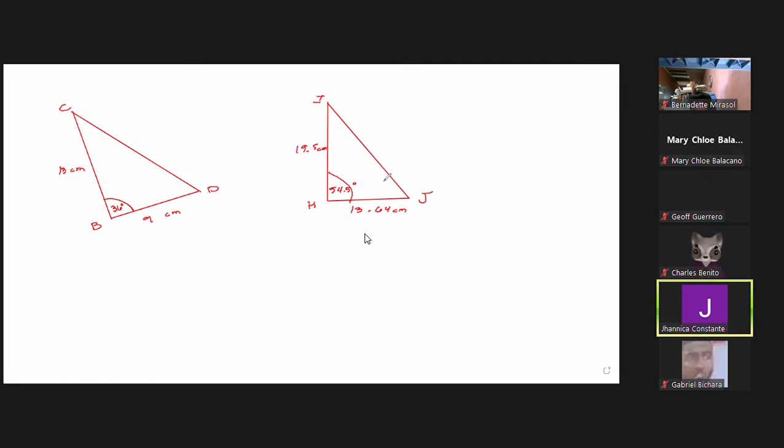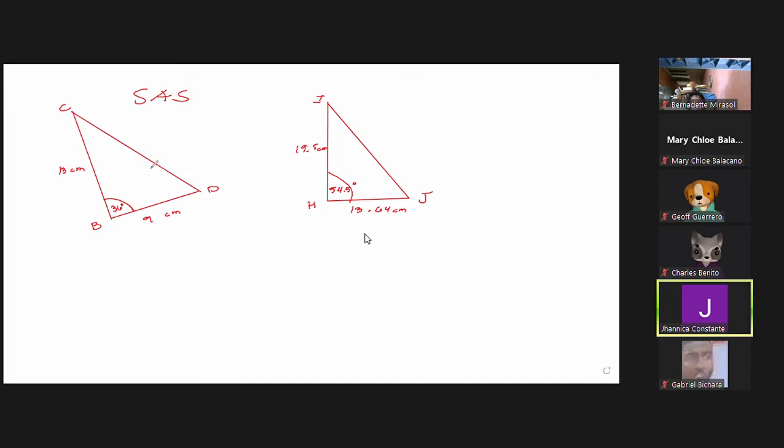Triangle BCD has a measurement for the side BC, which is equal to 13 centimeter. Side BD measures 9 centimeter and angle B measures 36 degrees. For triangle HIJ, side HI is equal to 19.5 centimeter and side HJ is equal to 13.64 centimeter and angle H is equal to 54.5 degrees. So given that we have two sides and an angle, this theorem or postulate will apply, SAS.